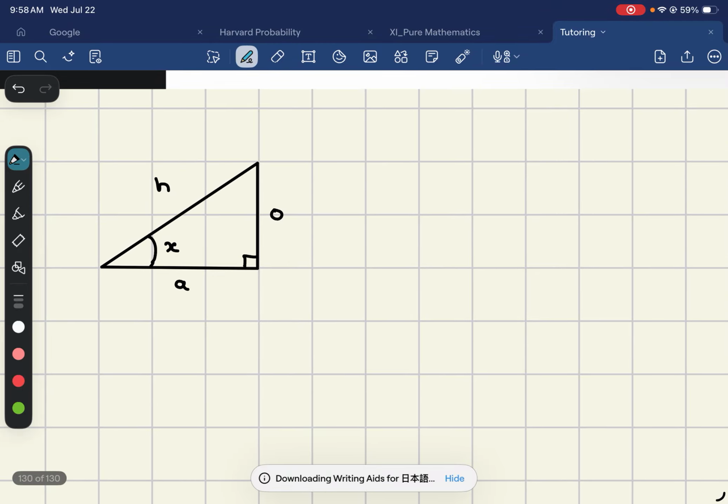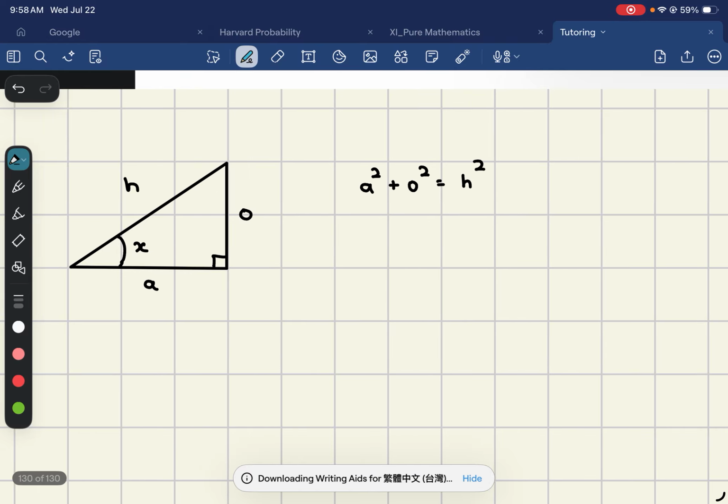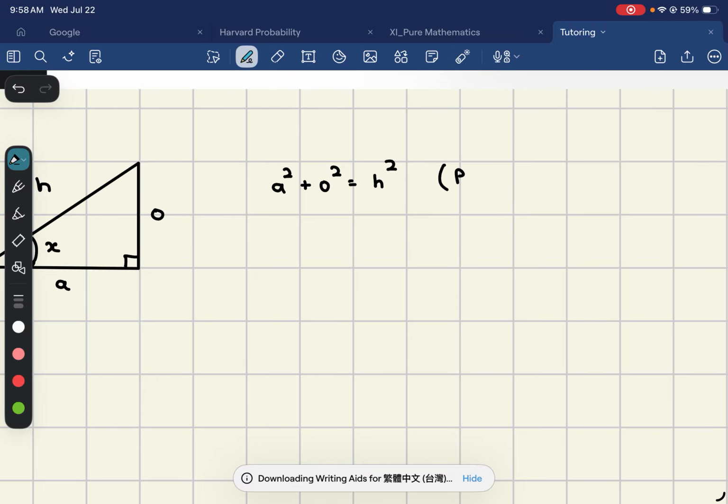Now that we have these three, we know that A squared plus O squared is going to be H squared. And this is what we call the Pythagorean identity, the Pythagorean theorem.